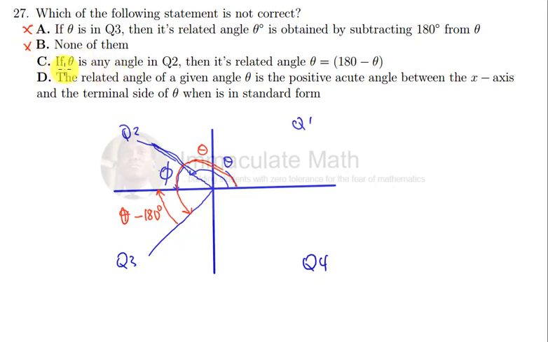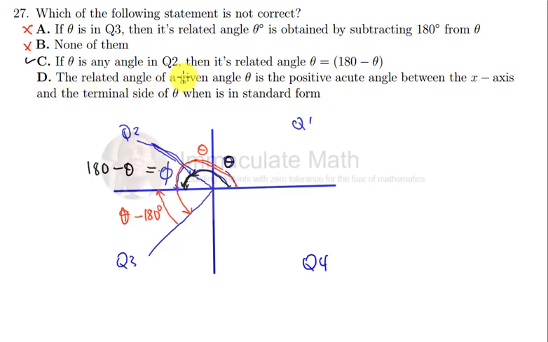Here the third option says if theta is any angle in the second quadrant, then my related angle would be 180 minus theta. Of course, that's obviously right. Let me draw that with a black marker. Suppose this is your theta. Then your related angle phi would be 180 minus theta, which is also correct.